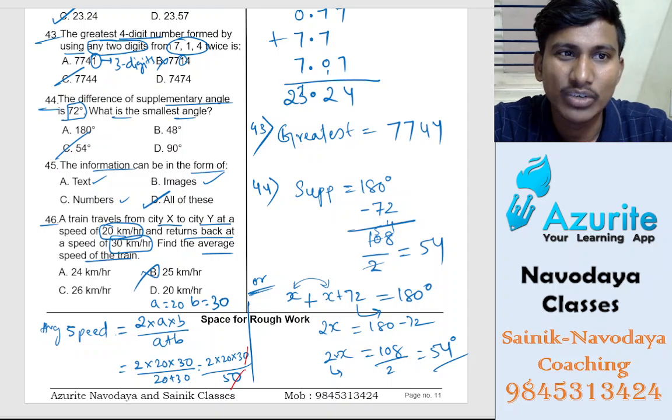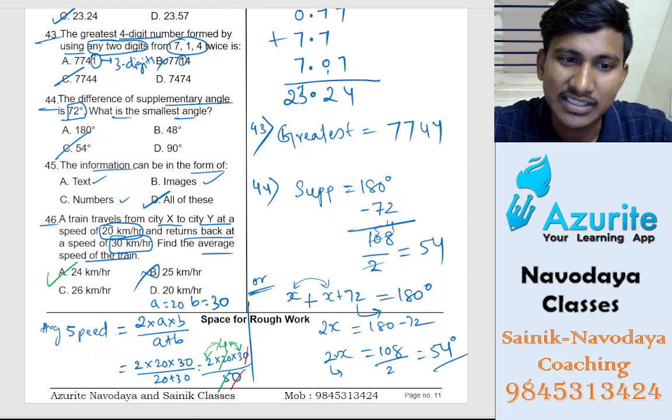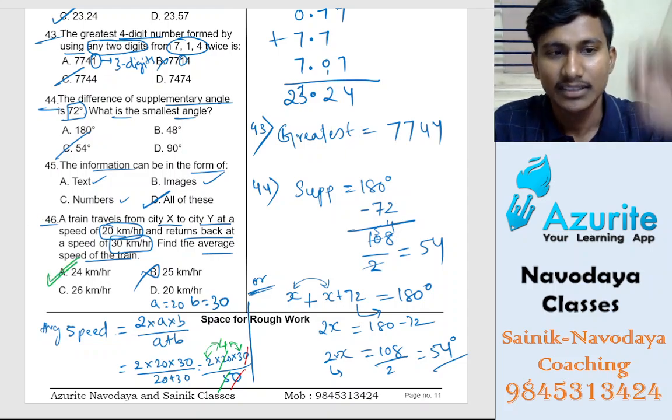5 times how many is 20? Here 5 fours are 20. So what is remaining here? That is 2, 4, and 3. 2 fours are 8, and 8 threes are 24. So the answer will be option A here. Understand? That is the answer.